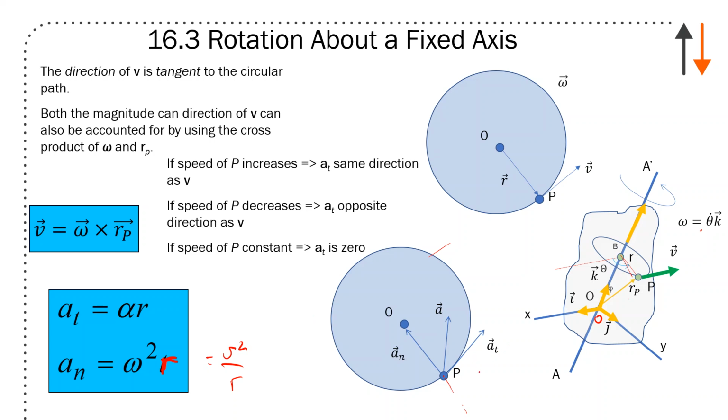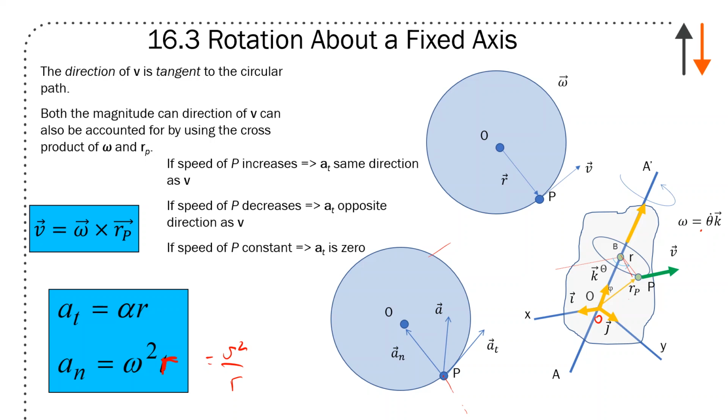If the speed of point P is increasing, the tangential acceleration is in the same direction as the velocity. If P is decreasing in speed, the tangential acceleration is in the opposite direction. And if P has constant speed, then the tangential acceleration is equal to 0.